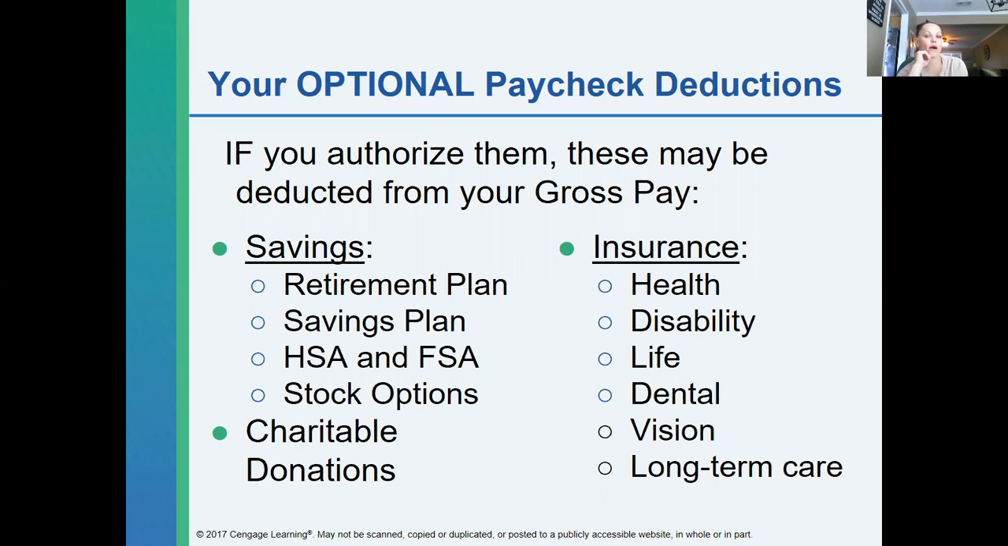So these are some now optional paycheck deductions. So if you authorize them, you don't have to. They can be deducted from your gross pay. So you can have savings plans, different types, retirement plan, just a savings plan, HSA or FSA. We talked about those, health savings and flexible spending accounts, or stock options. You can have charitable donations taken out of your paycheck, and any type of insurance, health insurance, disability insurance, life insurance, dental, vision, or long-term care insurance. So those are all optional paycheck deductions.